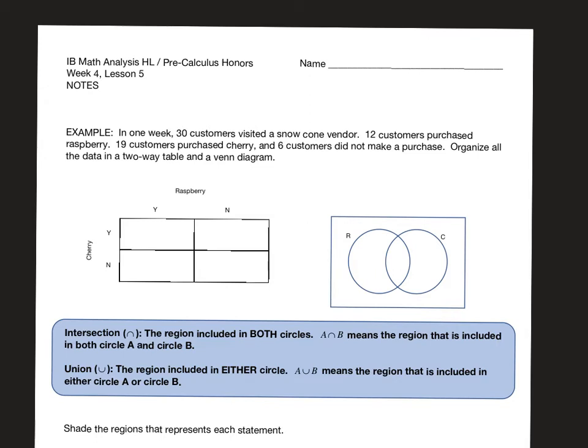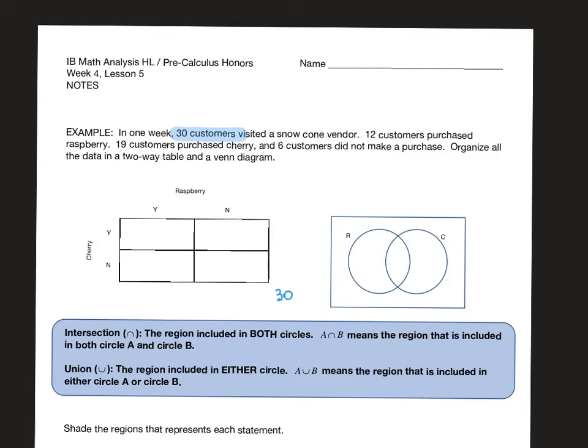All right, so let's read this problem. It says, in 1 week, 30 customers visited a snow cone vendor. Okay, 30 customers. So in the two-way table, the 30 goes out here. This is the grand total of everything that's in the table. And on the Venn diagram, once it's completely filled in with numbers, they should all add up to be 30.